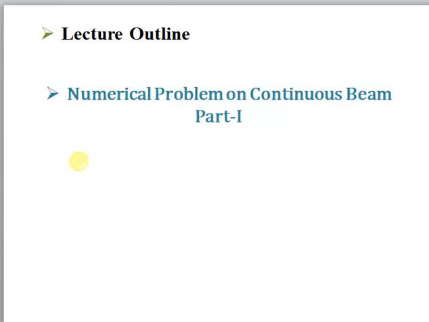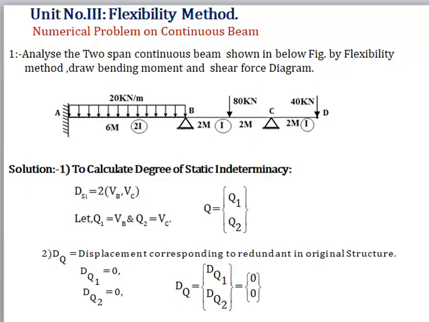So this problem is divided into three parts. This one is the first part of the problem. The problem statement is as follows. Analyze the two-span continuous beam shown in figure by flexibility method. Draw bending moment and shear force diagram.